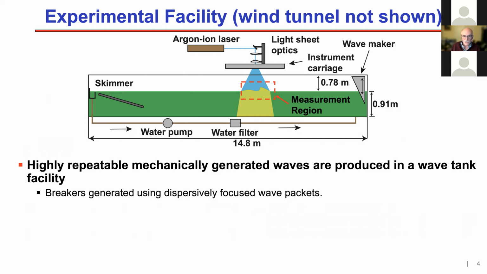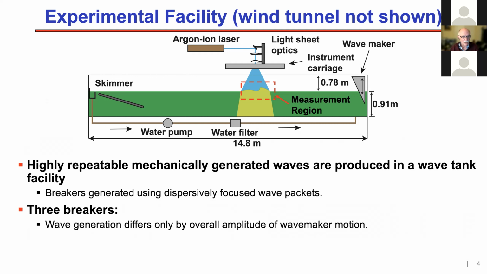The wave maker is highly repeatable, as I said, and we generate our breakers from dispersively focused wave packets, which I think is a familiar technique where you produce high frequency waves first and lower frequency waves as time goes on. And as they propagate along the tank, they catch up with each other until you have essentially one wave left. And that wave has all the energy of the initial waves that you generated in the packet. And you can make it so that that wave breaks.